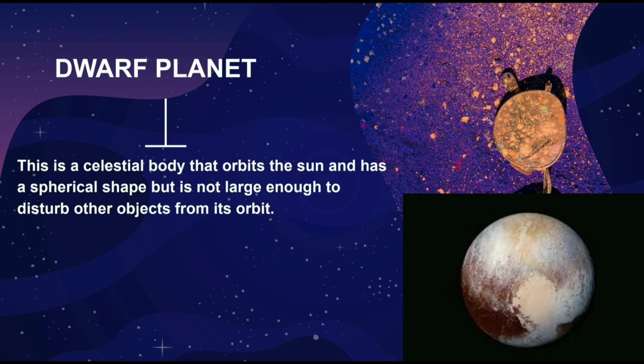It has a spherical shape, but it is not large enough to disturb other objects from its orbit, and this is why it cannot be classified as a planet. Because of its size, it's not large enough to disturb other objects from its orbit. And we can think about it.